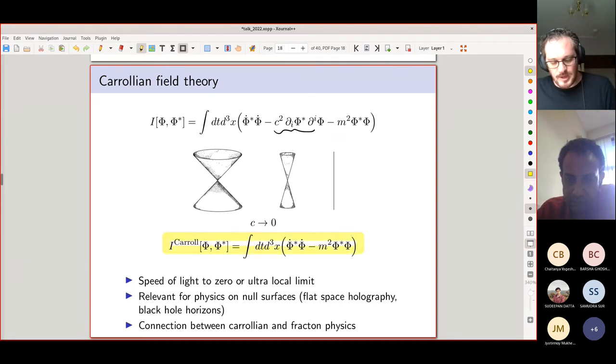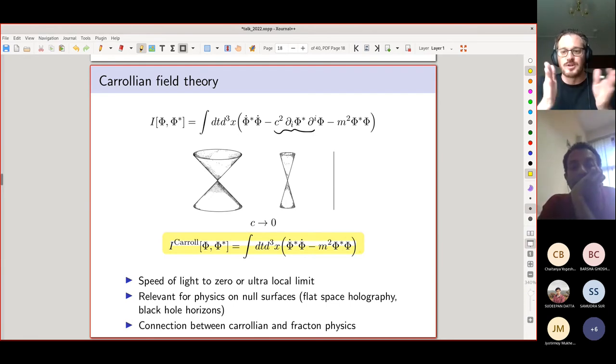Another way to think about it, and that is possibly more in the spirit of these fractons, is that it also shows up in theories when it has some ultra-local limit, where each of the points is on its own line in space-time, and is stuck to a point as well. So this is also a way where Carrollian field theories show up.